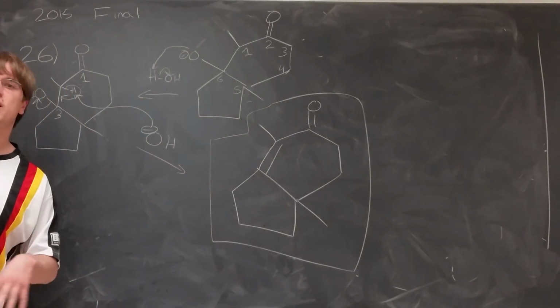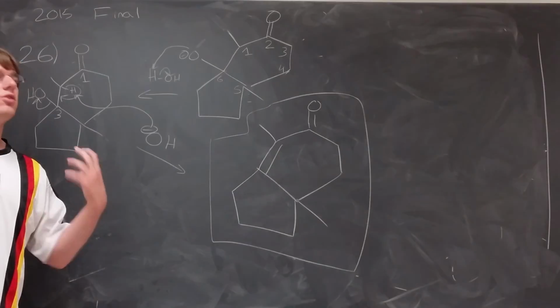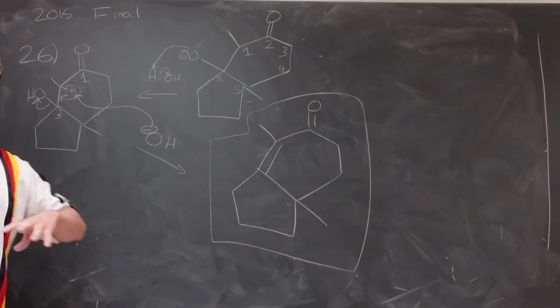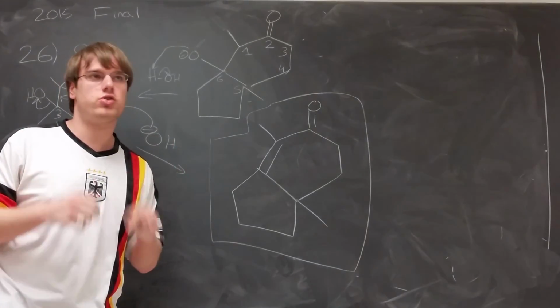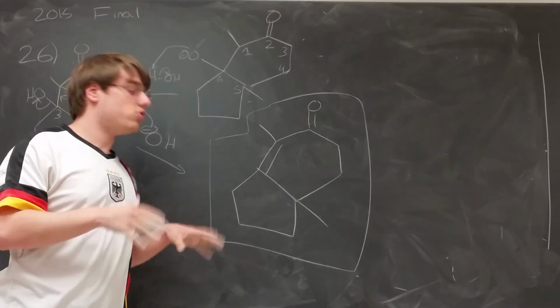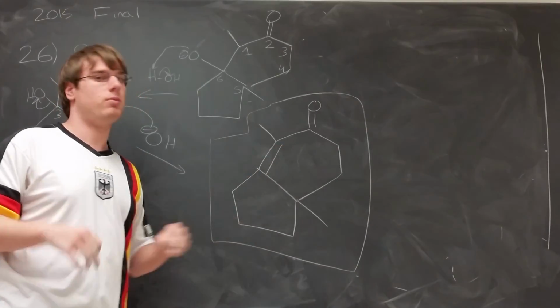So again, in the Robinson annulation, if they don't tell you heat, and they don't show you the final structure, or they don't tell you a molecular formula that has more than one oxygen in it, you should assume that you are doing the condensation, where you form that double bond between 2 and 3.